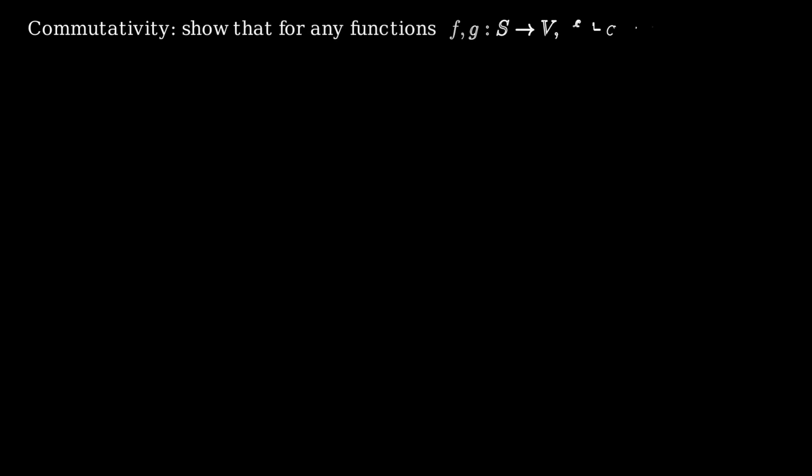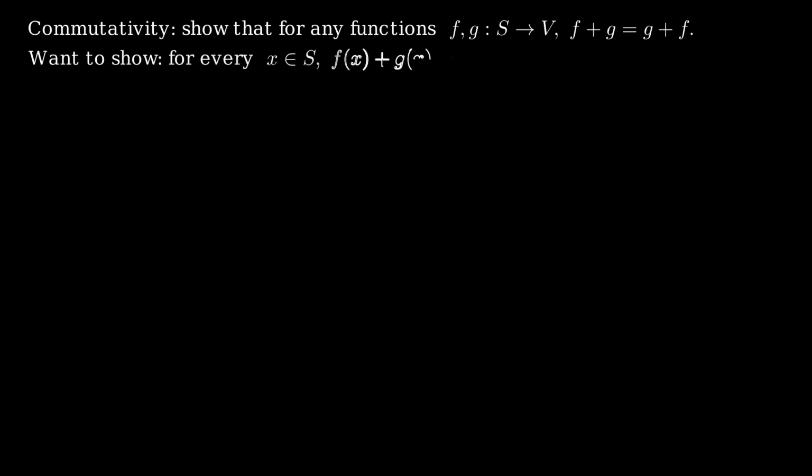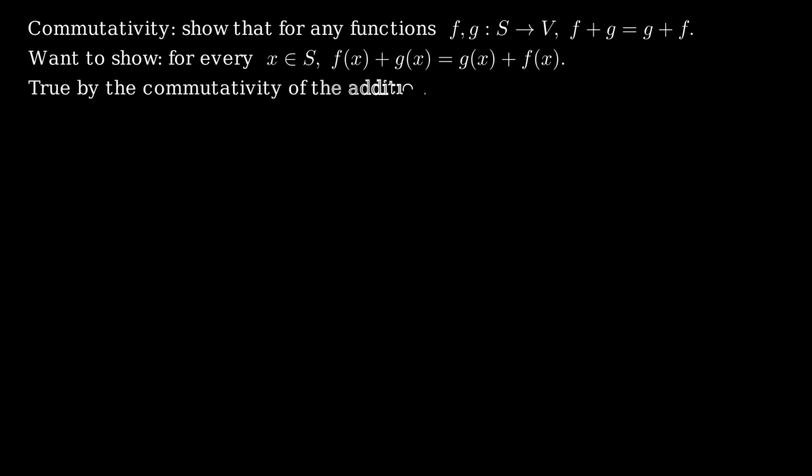For commutativity, we have to show that given any two functions f and g from S to V, f plus g equals g plus f. By definition of the addition operation, this means that for every x in S, f(x) plus g(x) equals g(x) plus f(x), which is true by the commutativity of the addition in the vector space V.